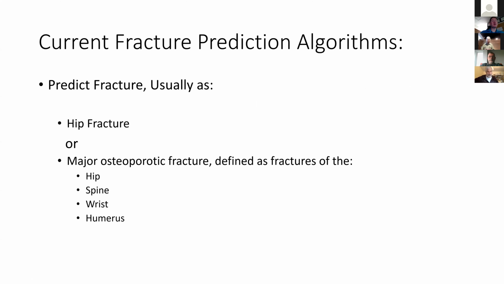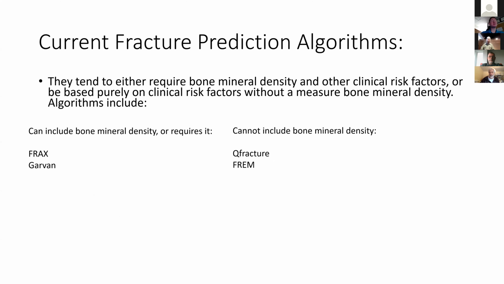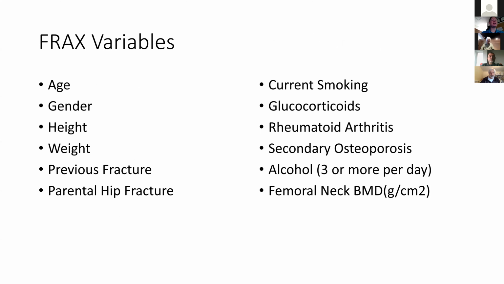So there's quite a few algorithms that will predict hip or major osteoporotic fracture risk. Obviously, the main one is FRAX. There's several other algorithms as well. FRAX and Garvin both can incorporate bone mineral density. Q-Fracture and FREM are more administrative type data and clinical risk factors.